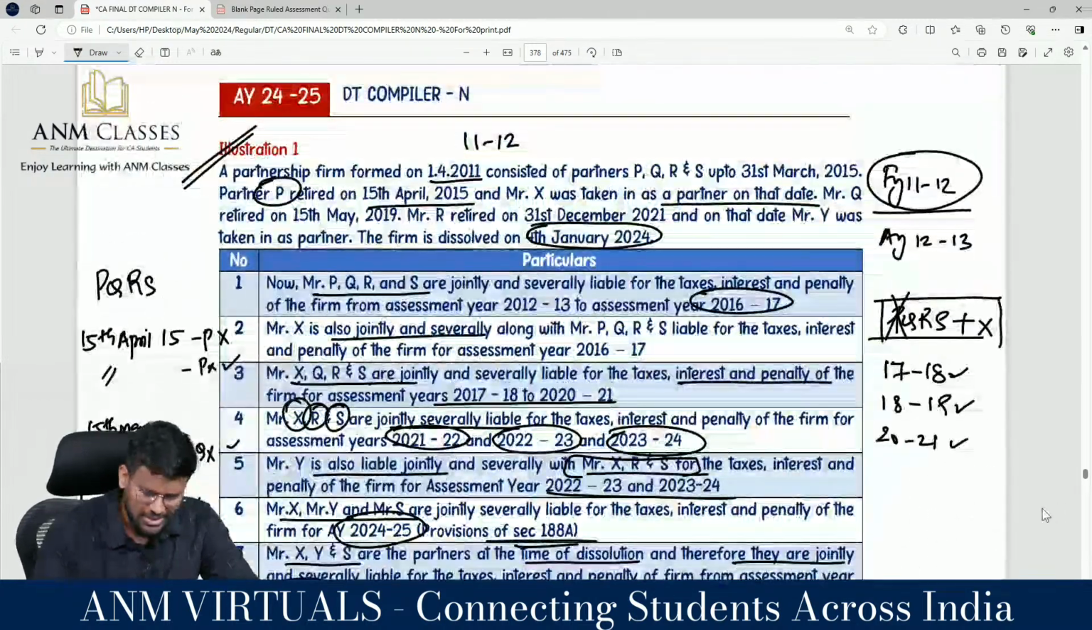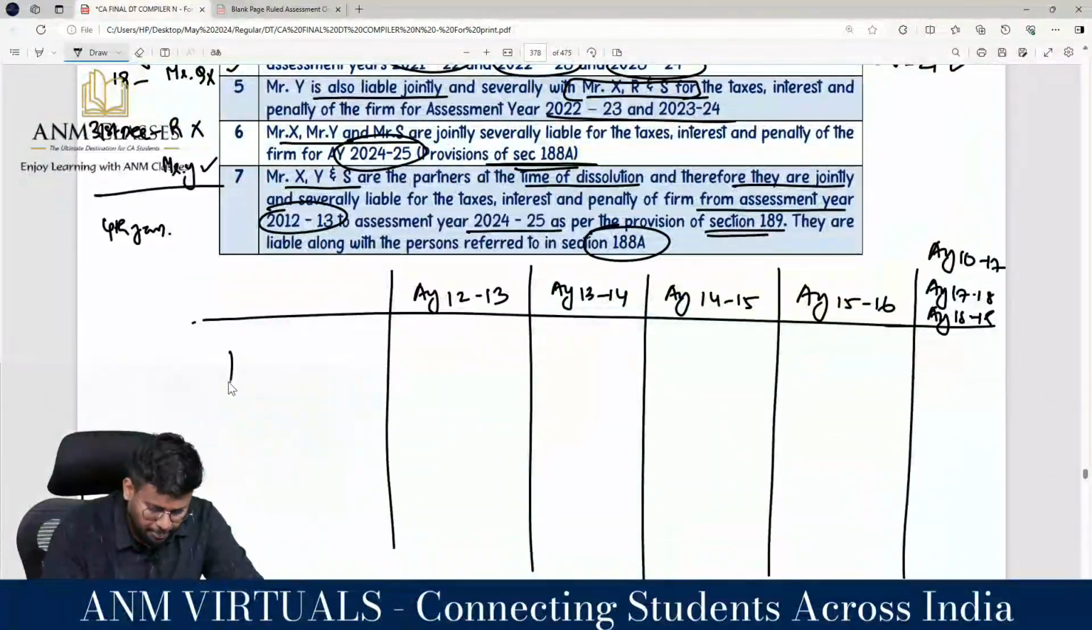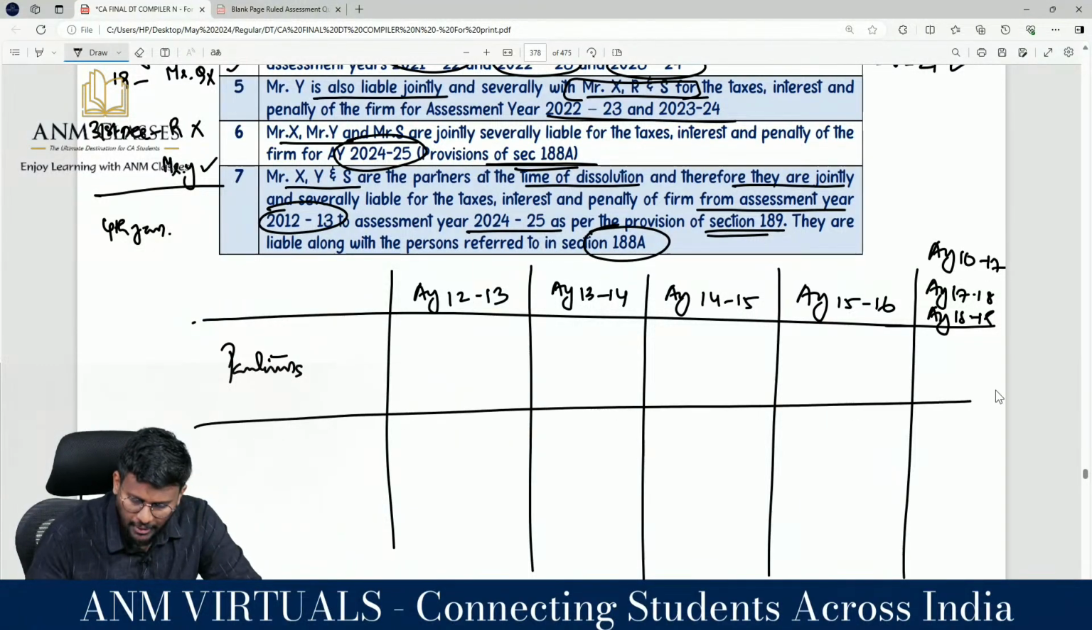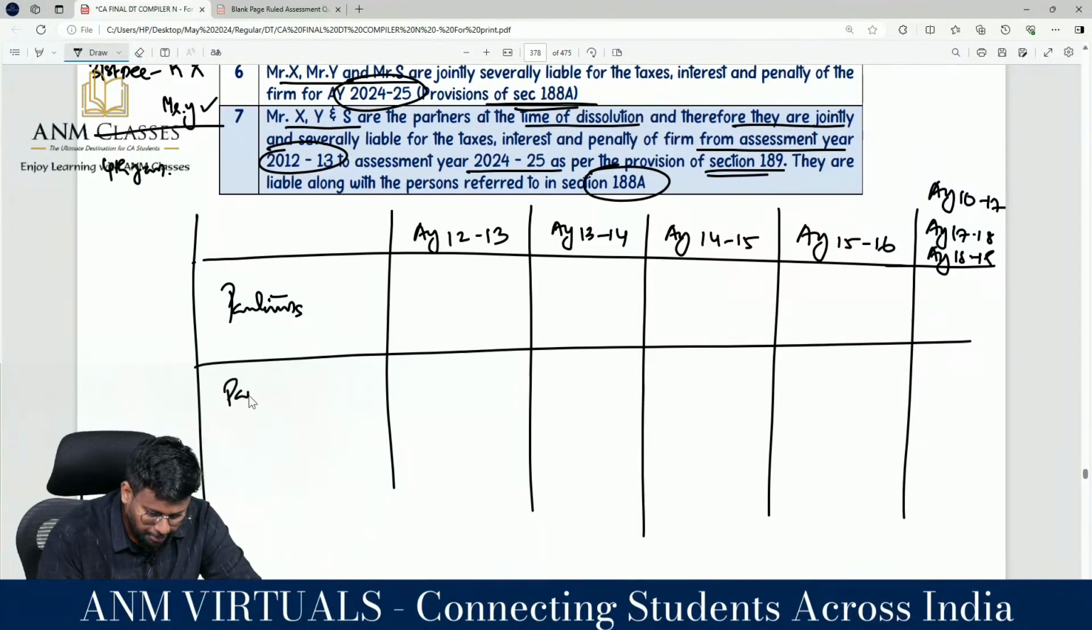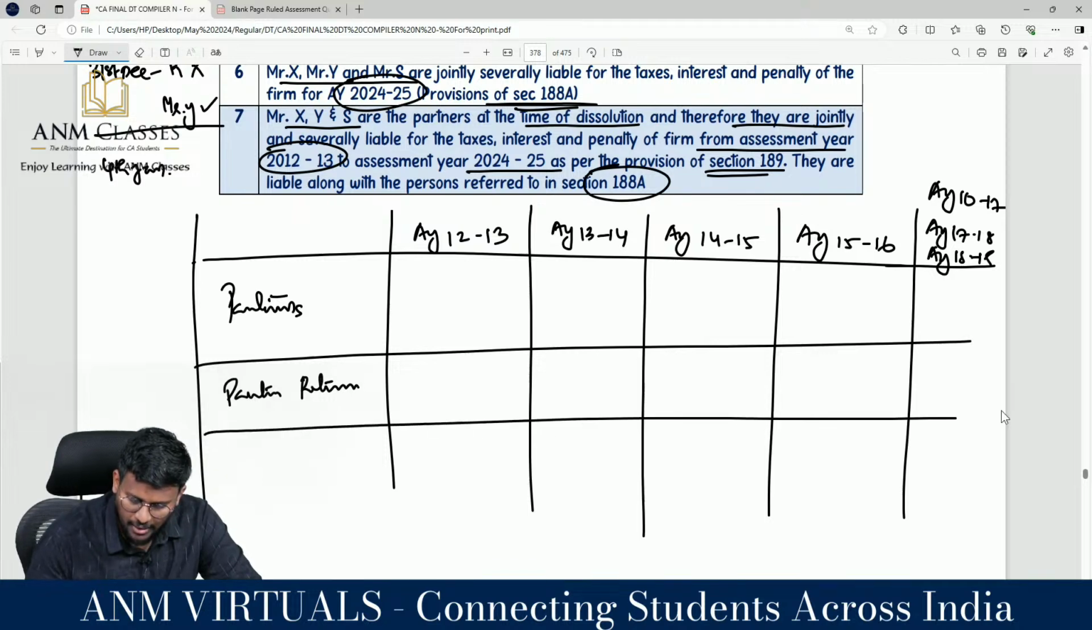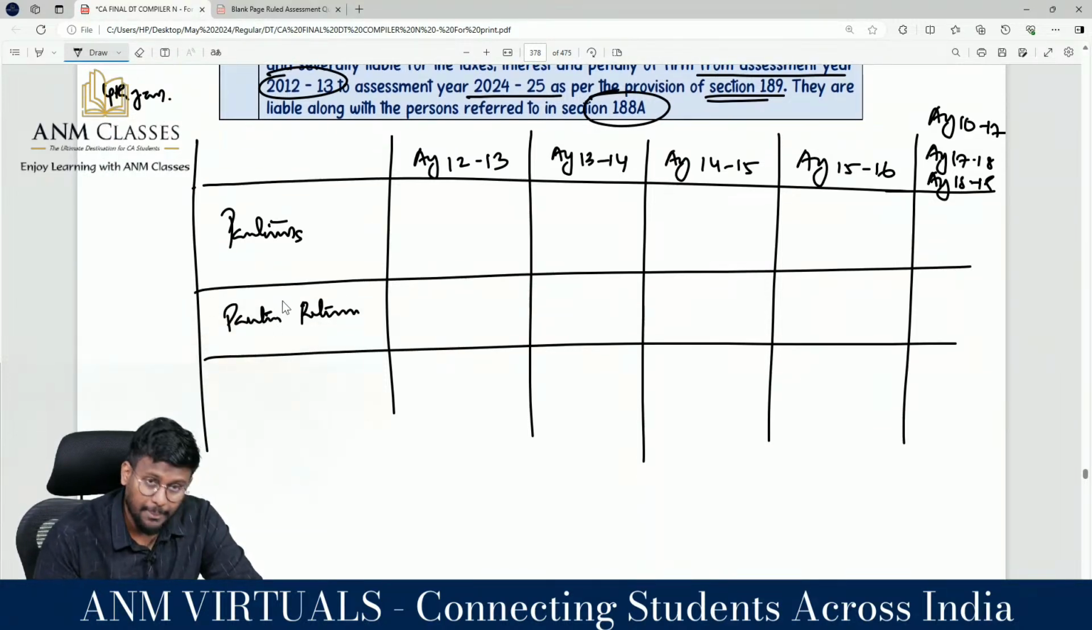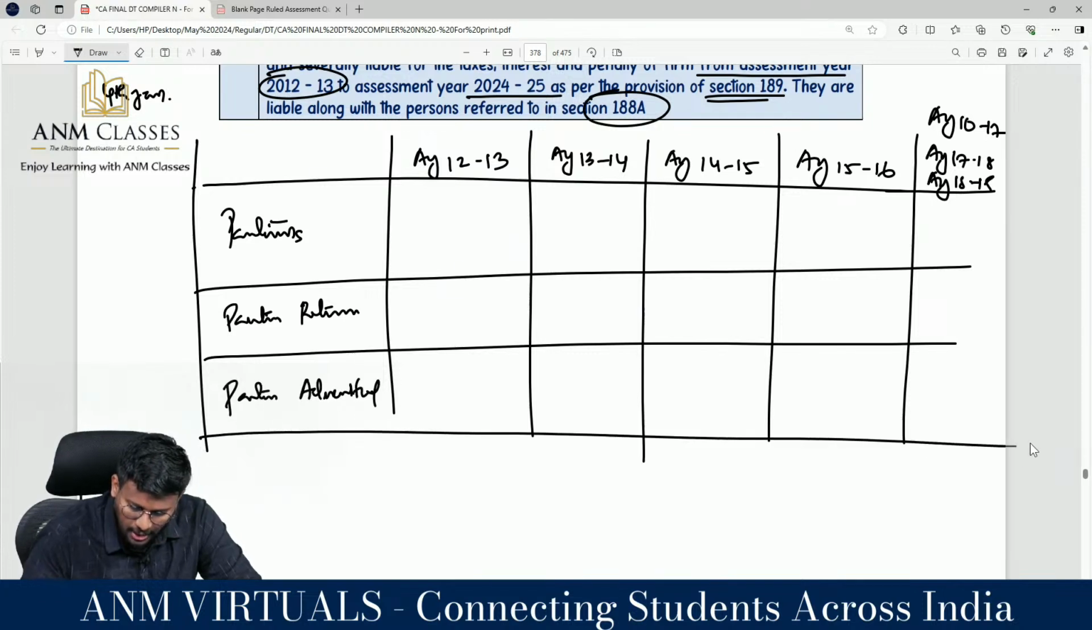Now you just fill the columns. Number 1, who all partners were there. Number 2, which partner retired. Number 3, which partner was admitted.